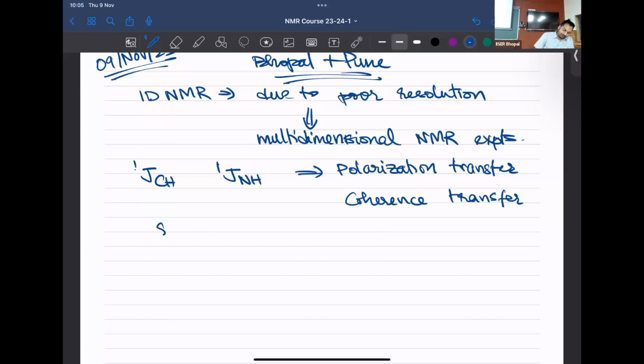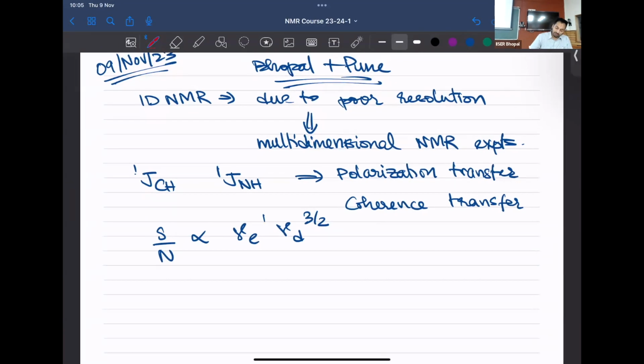Why do we start and detect in proton? Because the sensitivity is proportional to the excited power 1 and detected power 3/2 of the respective gamma, and therefore it helps in getting better sensitivity. This was a pretext in which we said we'll predominantly do experiments that start from proton, go to a heteronucleus, and finish in proton. In the meantime, collect chemical shift of the experiment.